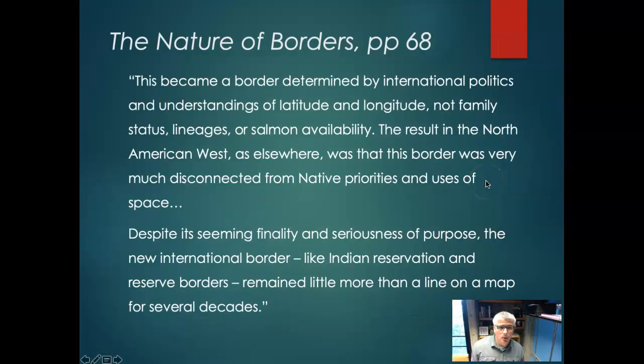In the book Nature of Borders, they state, "This became a border determined by international politics and understandings of latitude and longitude, not family status, lineage, or salmon availability. The result in the North American West, as elsewhere, was that this border was very much disconnected from native priorities and uses of space."